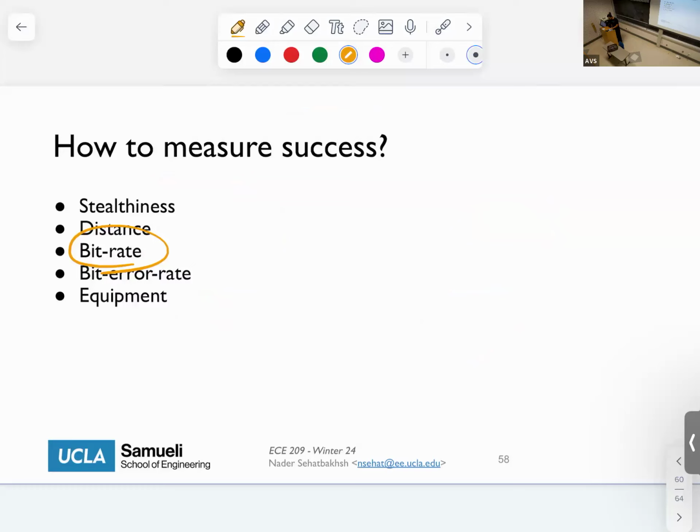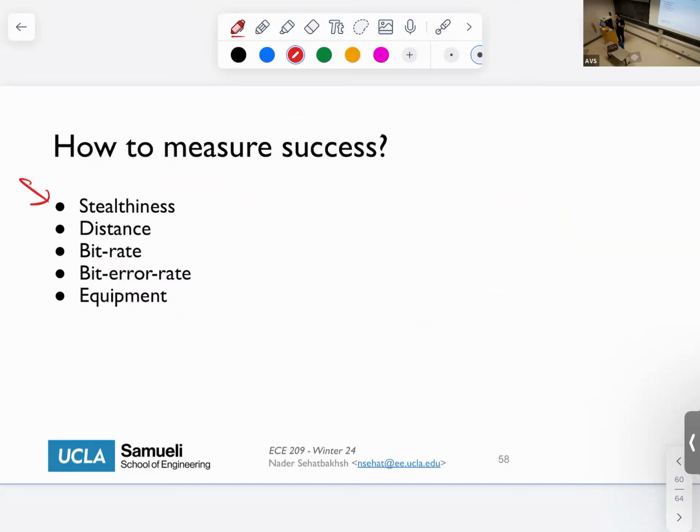So what matters the most? Like 5 different things. The stealthiness, which means can anybody observe my communication or not? Because, for example, if the blinking is something that someone can realize you're doing on purpose, they can basically do something about it, right?